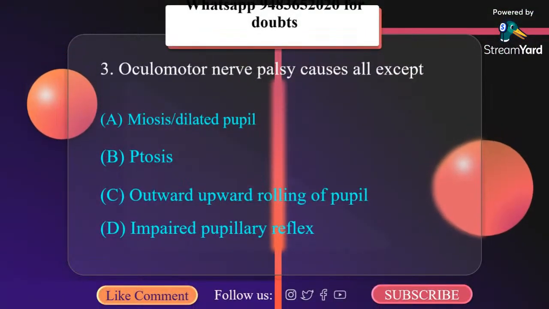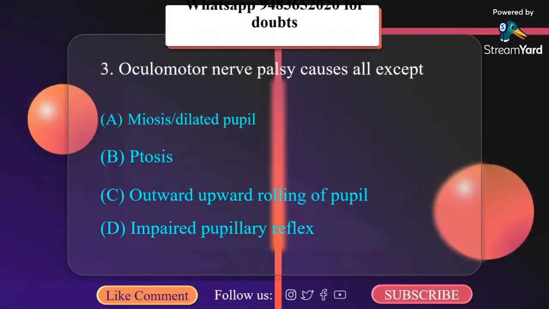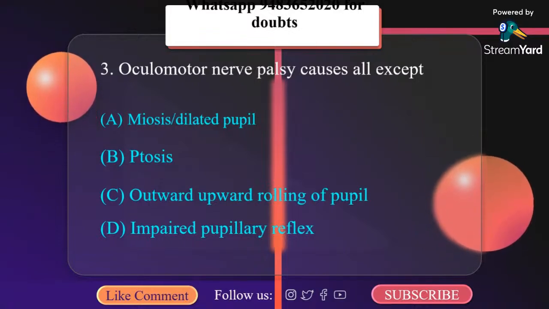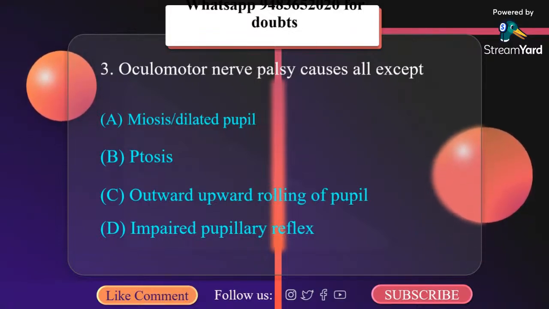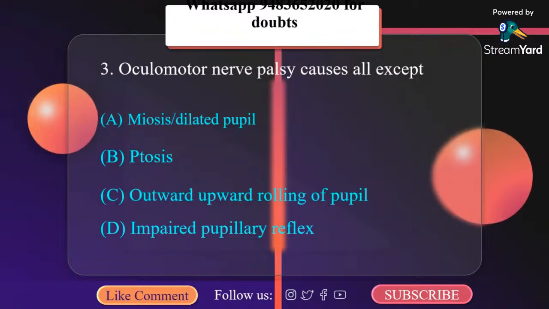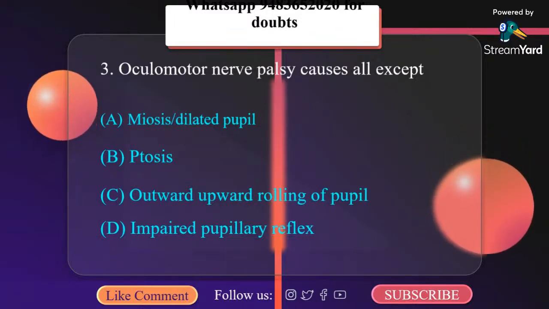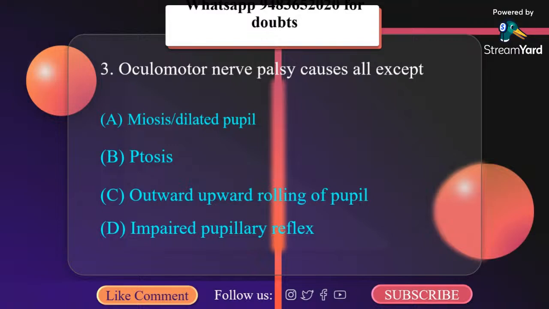Oculomotor nerve palsy causes all except: A. Meiosis or dilated pupil. B. Ptosis. C. Upward rolling of the eye. D. Impaired pupillary reflex.